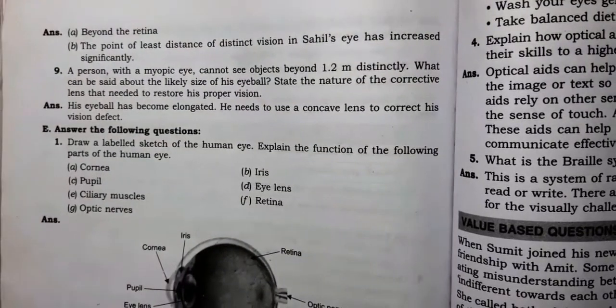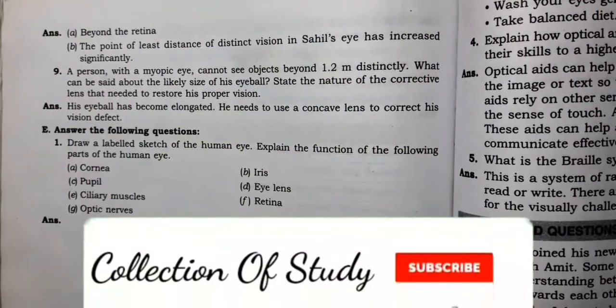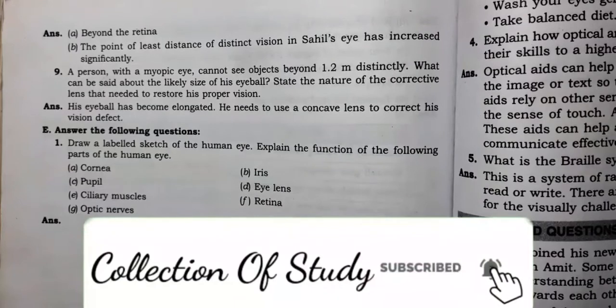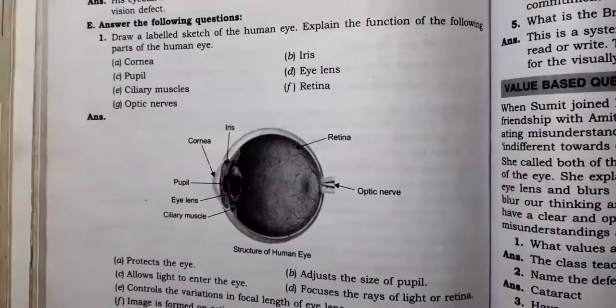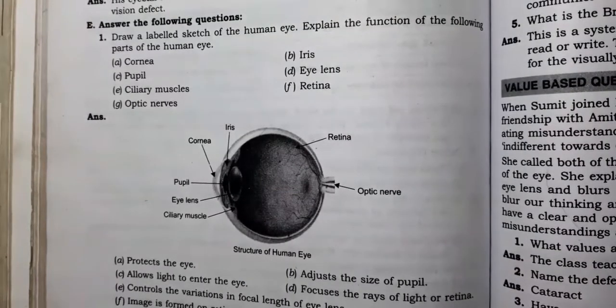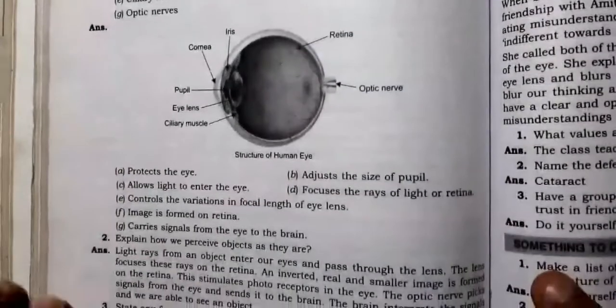Next question is, answer the following questions. Draw a labeled sketch of the human eye. Explain the function of the following parts of the human eye: cornea, iris, pupil, eye lens, ciliary muscles, retina, optic nerves. Structure of the human eye.